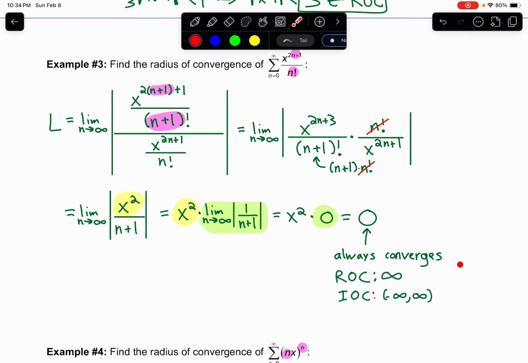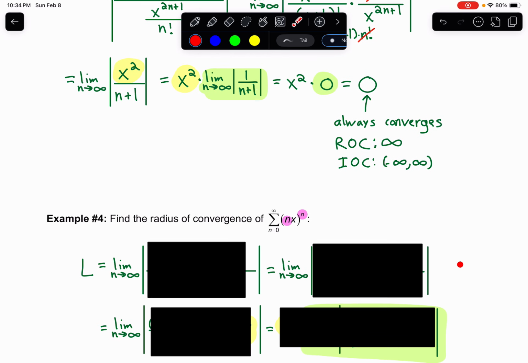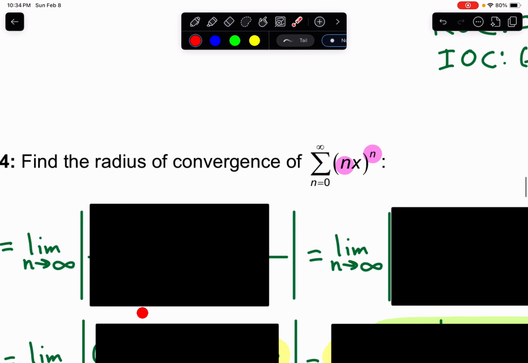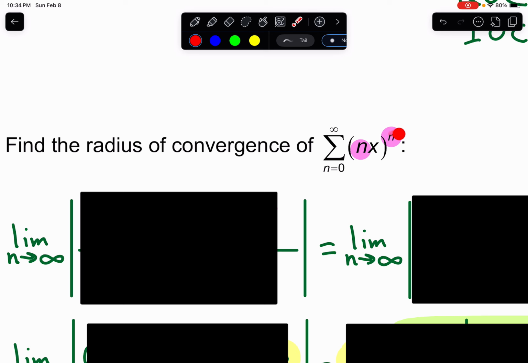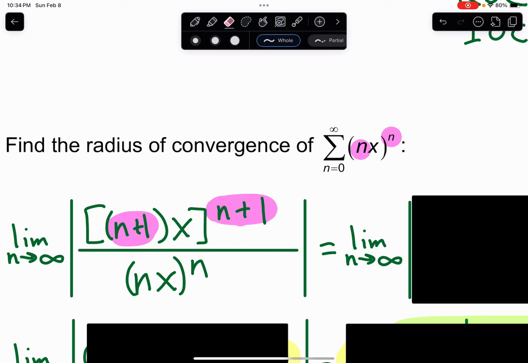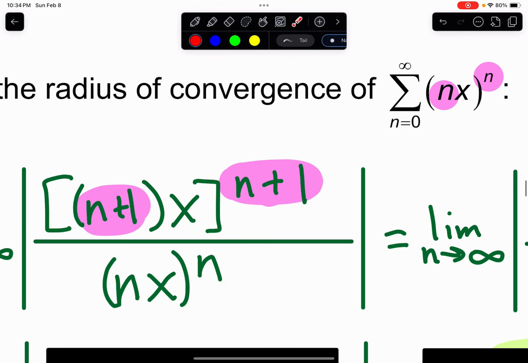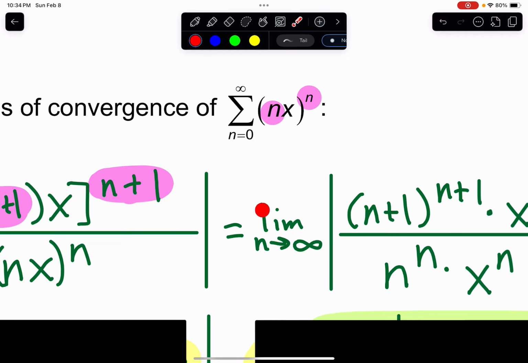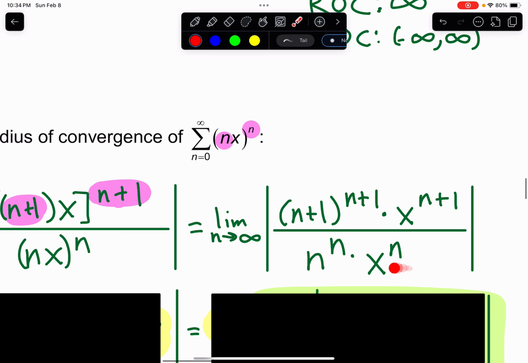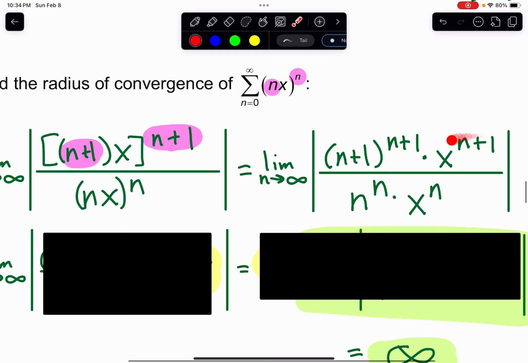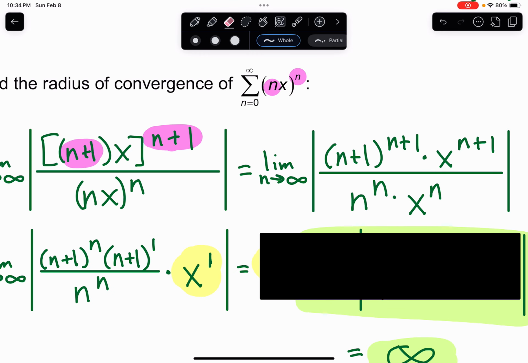Okay, and our last one, example 4, is going to be kind of like the reverse case of this. Again, we have 2 n's here. And so we get quantity n plus 1 times x, all of that to the n plus 1 power. And so this is over, again, the original thing in the sigma, quantity nx to the n power. And so what I did here was I broke everything up. So this is a product to this power, so I put each of them getting the n plus 1 power. Same thing in the denominator. And so x to the n plus 1 over x to the n. We can go ahead and do that.